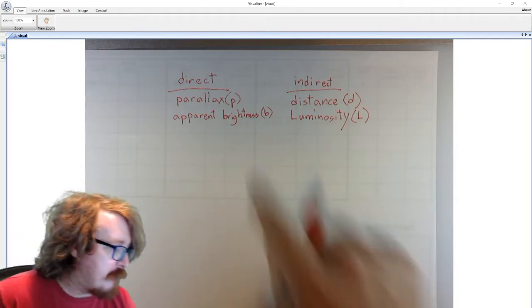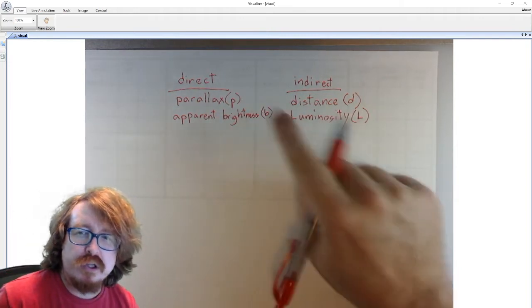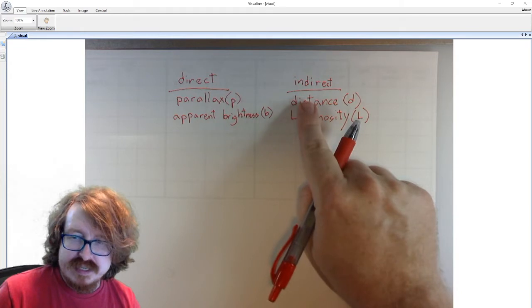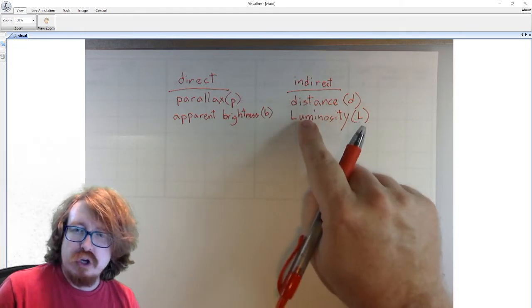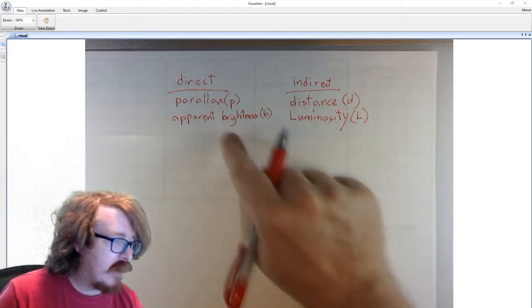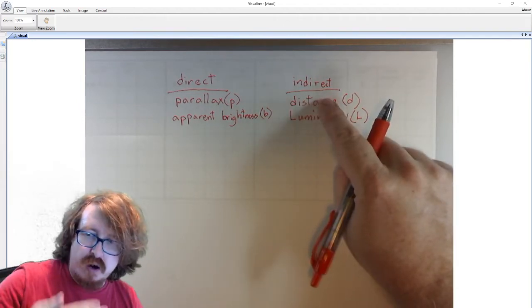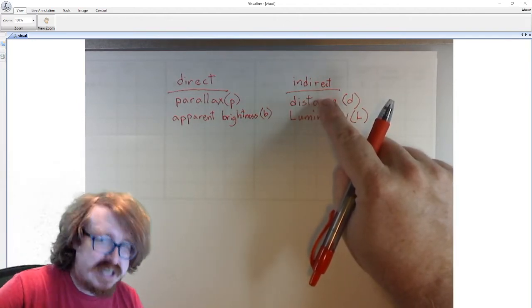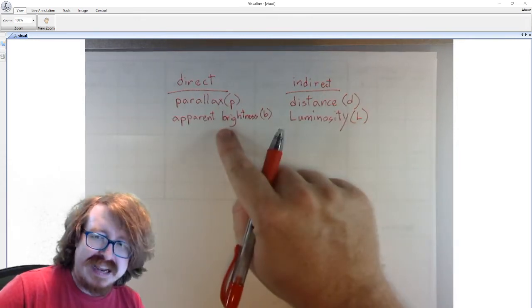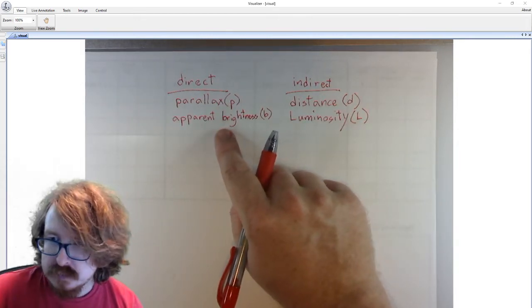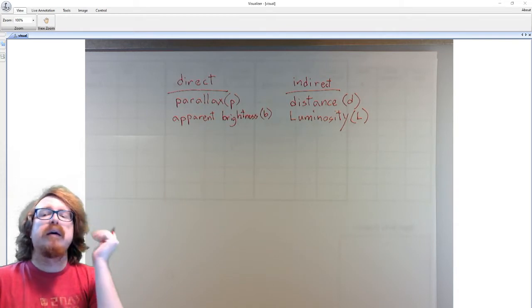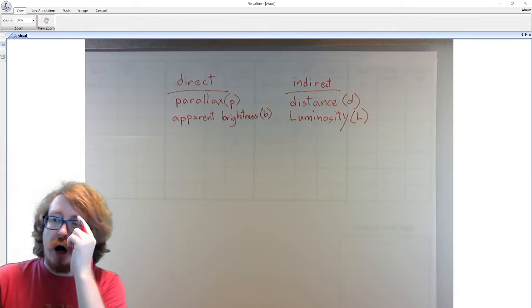So that means the apparent brightness depends on the luminosity and the distance. If the luminosity goes up, the apparent brightness goes up. But if the distance goes up, if the star is farther away, it's going to look dimmer. So that means the apparent brightness will go down. Okay? Everybody good? All right.